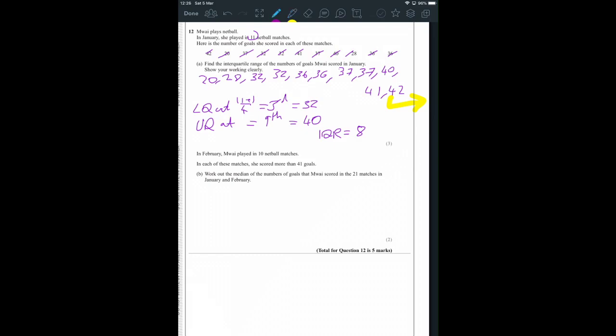Well, the median of 21 matches is going to be at the 11th match. Add 1, divide by 2. Well, the 11th match would be, well, it'll have to be that 42. Because we've then got 10 already from January lower than it, all of the February games will be at least 42 or higher. So our median there has to be 42. Quite a nice little logical argument there.